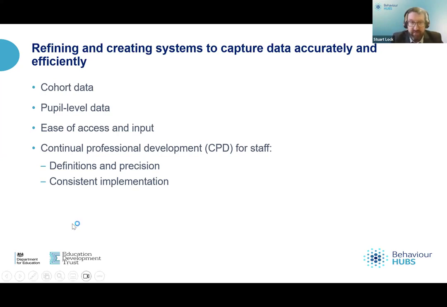Definitions and precision. Not surprisingly, behaviour descriptors within management information systems are generic and can lack crisp definition. For example, terms such as defiance or persistent disruption will mean different things to different people. Colleagues will need clear definitions, worked examples, and opportunities to moderate their classifications in order to use the categories consistently. I've got experience of using a professional development session to say, give me some examples where you were unclear, and let's agree what we would all do in the circumstances that are outlined.